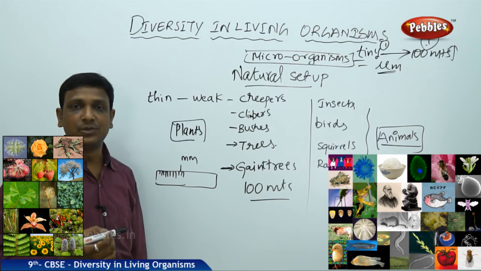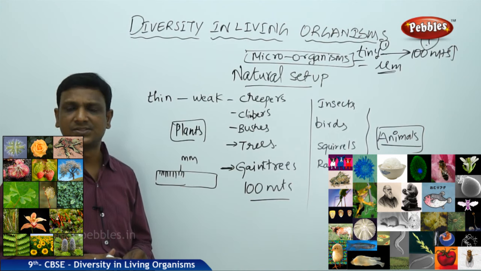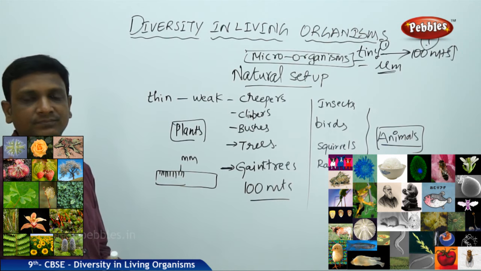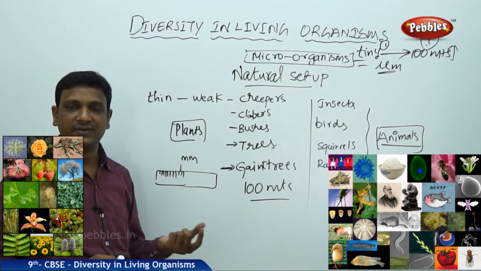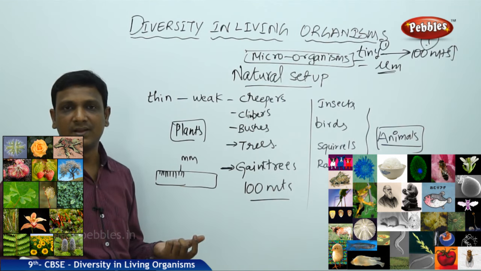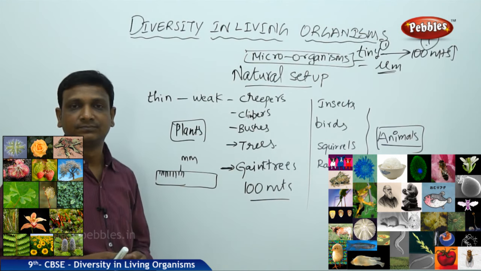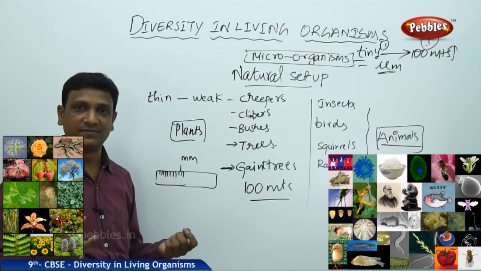If you see an animal, you can see a blue whale. What is the size of a blue whale? So big. We can find that the size of the blue whale is very big. You can see other animals, a rat, how small the rat is. Very small. You see the blue whale, very big. Of course, both belong to the same group. Both belong to mammals. But in the same group itself, see how much difference.